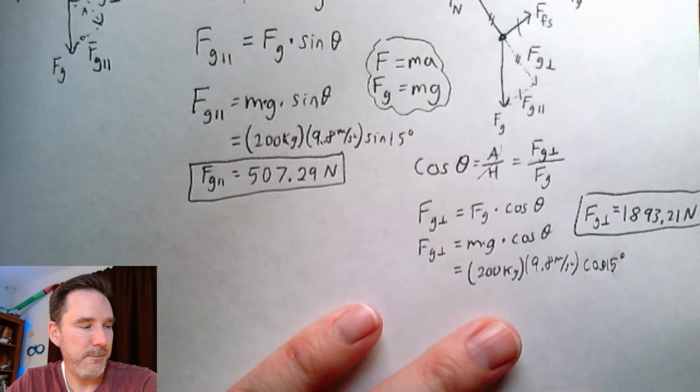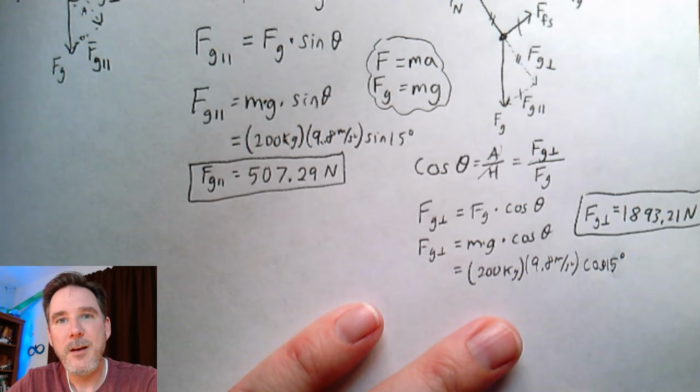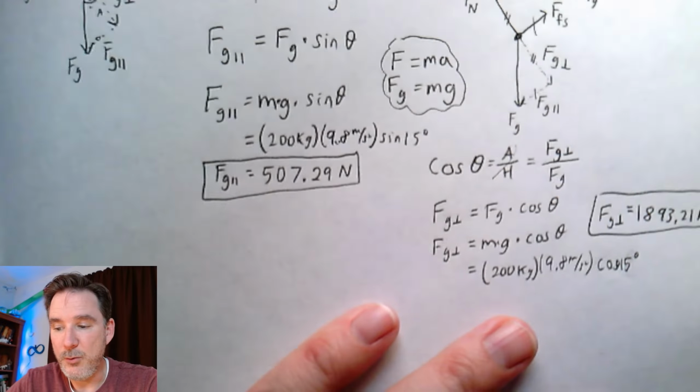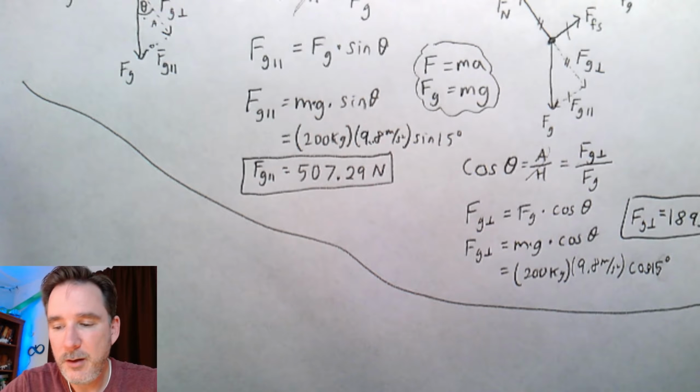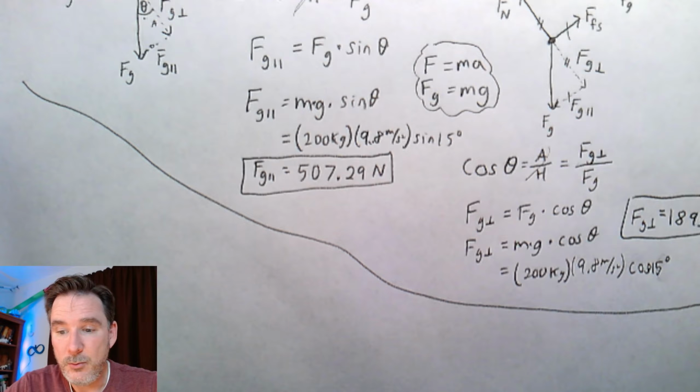I'll put a box around that. There we go. It's barely in the screen. Okay, so now we have our answers to part A. So I'm just going to put a little line around there to separate A from the next one. But that's how you do finding parallel and perpendicular components.